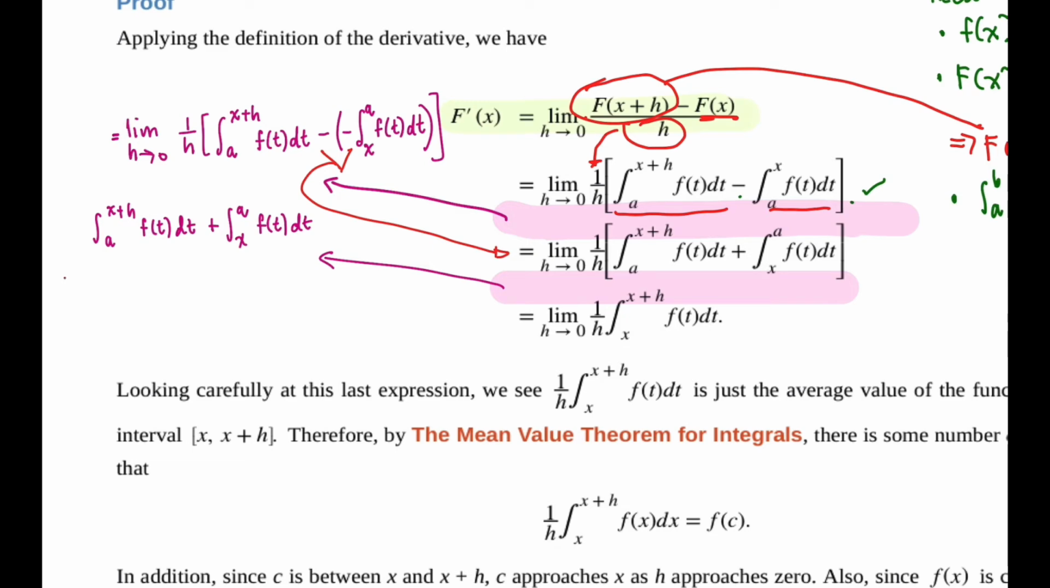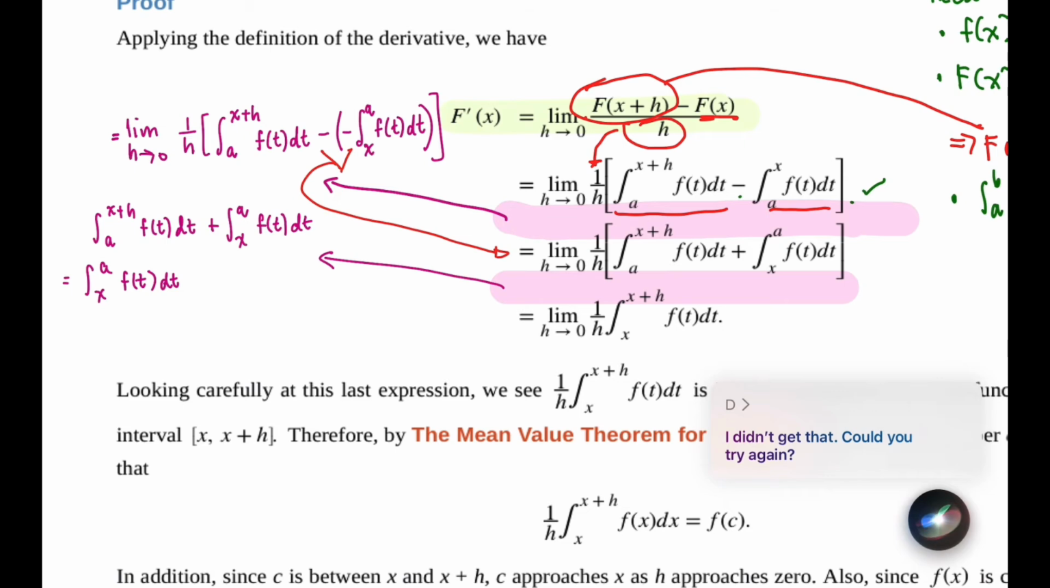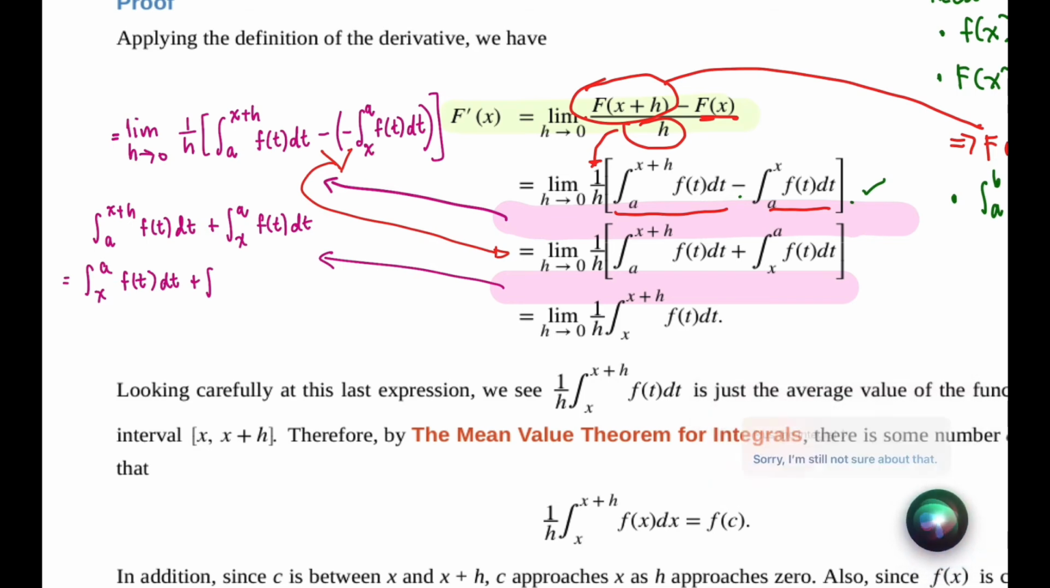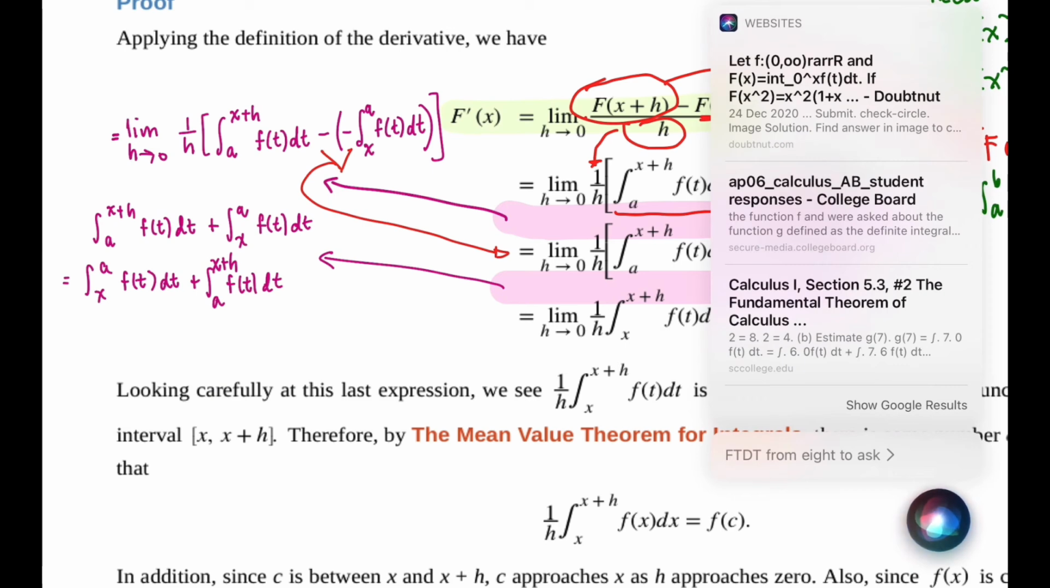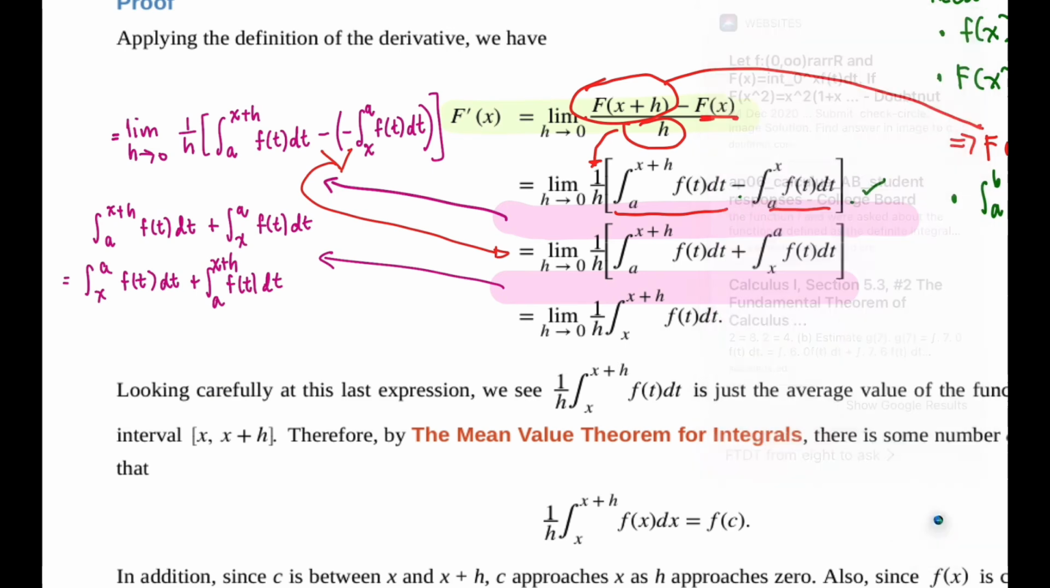If we rearrange this, since addition is commutative, I can rewrite this as the integral from x to a of f of t dt plus the integral from a to x plus h. Okay. Now, if we simplify this, what do we get?